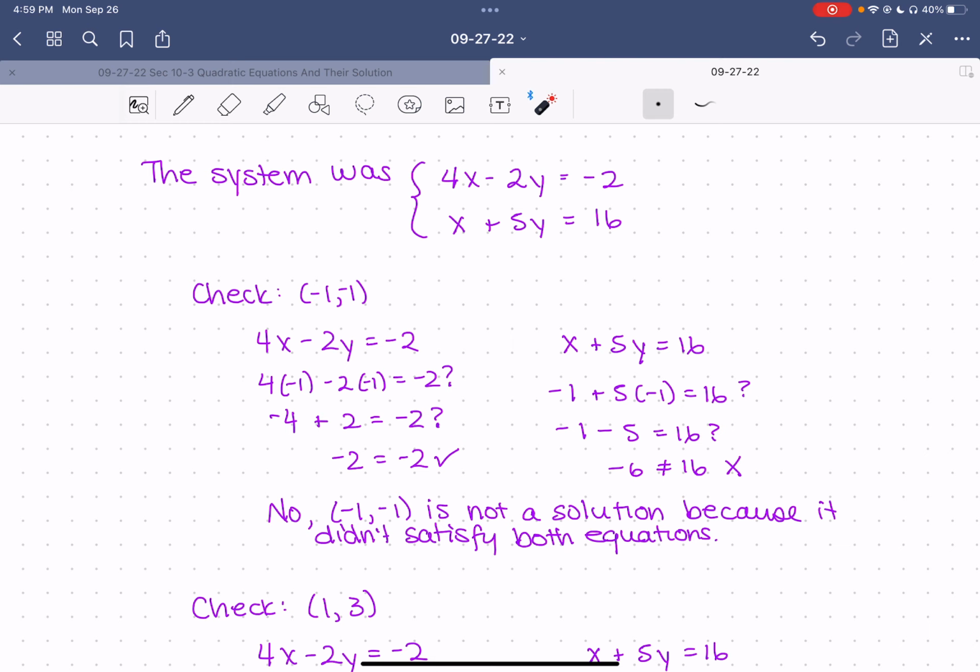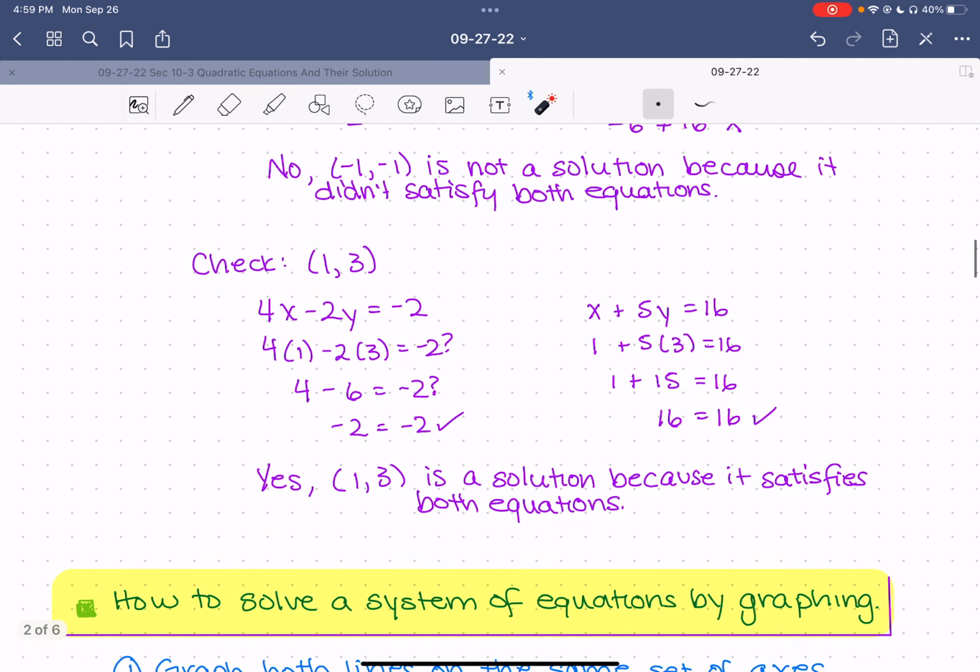So let's see what it looks like to be a solution. If we check something like 1, 3, again, we let x equal 1, y equal 3, and when we work it out, you can see that we do wind up with something true. So this point satisfies the first equation. We plug it into the second equation, let x equal 1 and y equal 3, and we work it out, and that is also true. So this point does satisfy all the equations in the system, therefore it is a solution to the system. So that's what it means to be a solution.